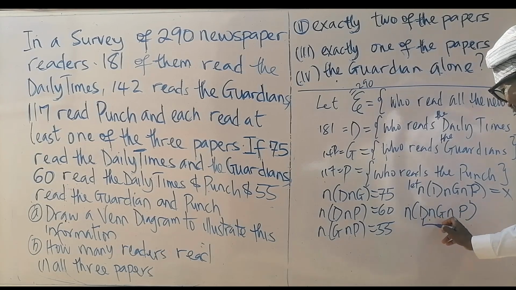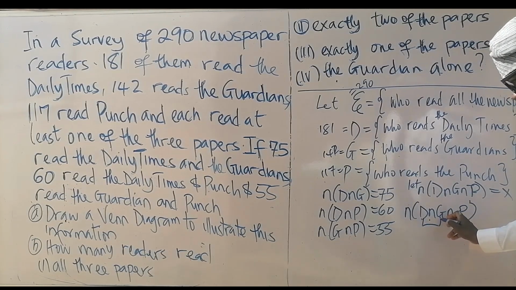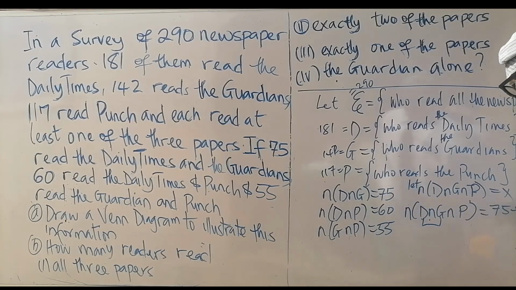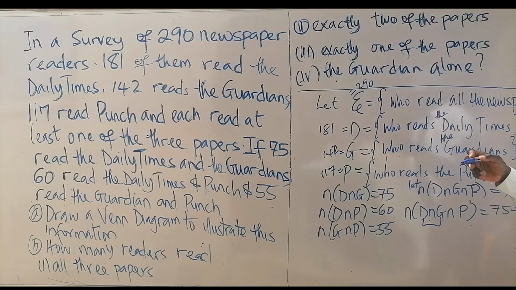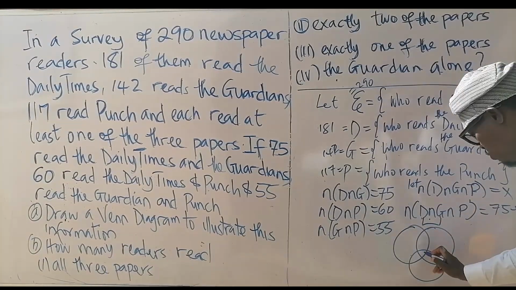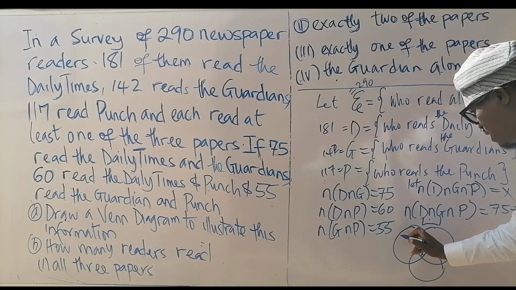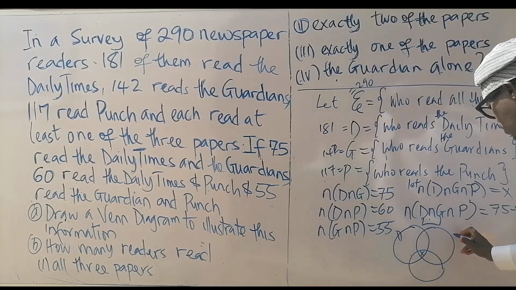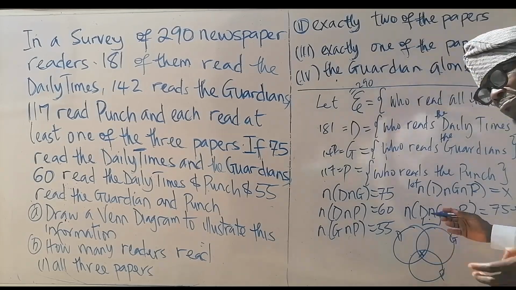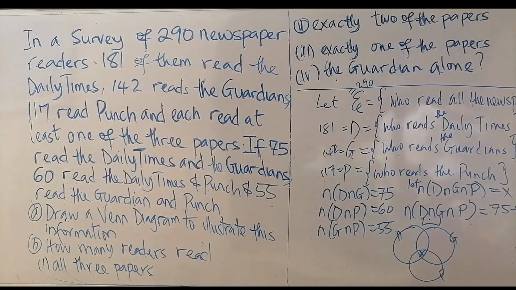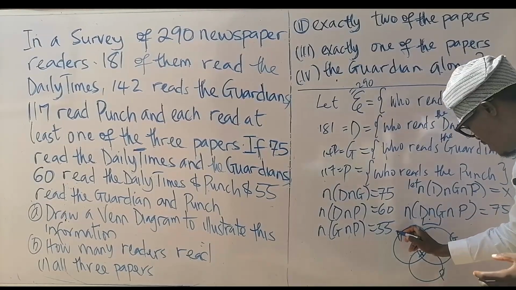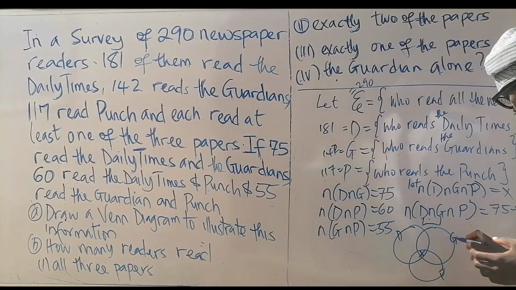We want to find Guardians only. Let me first do a preliminary introduction to the Venn diagrams. This is my Daily Times, this is my Guardians, and this is my Punch. And this is where all three of them meet together. That's where they overlap.